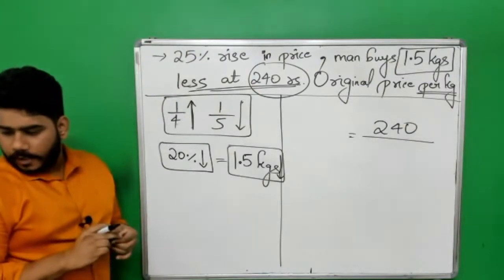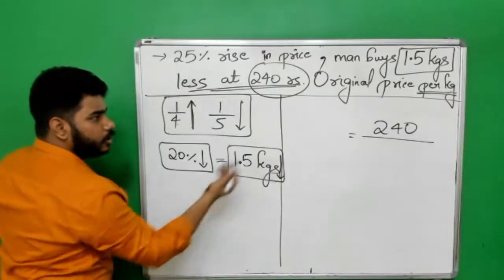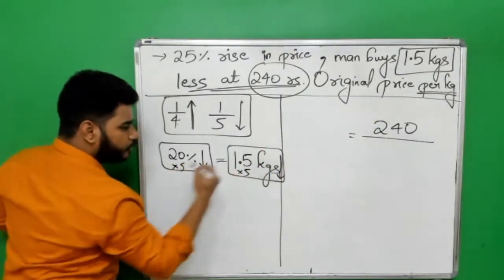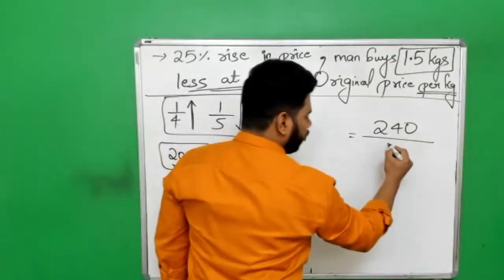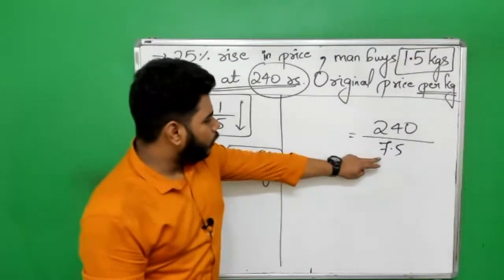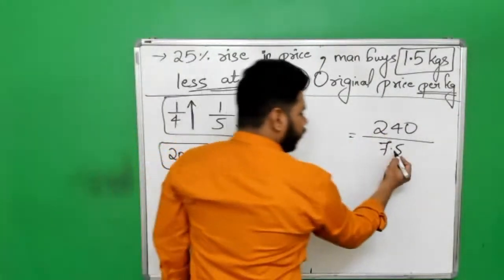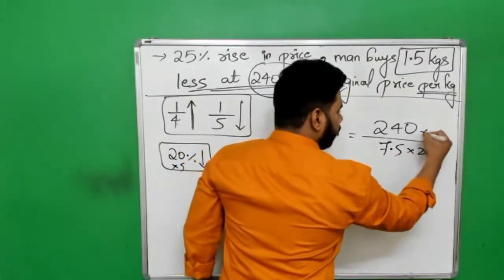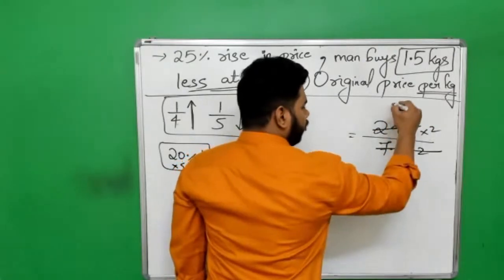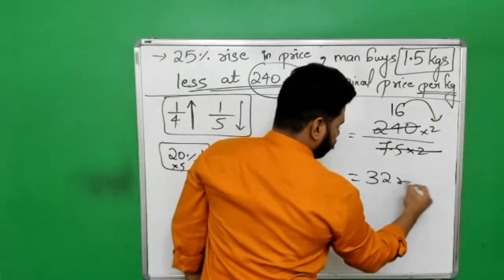Clear, all of you? Okay, now if 20% is 1.5, what is the total? Total is 100%. 20 into 5 is 100, so here also multiply by 5. 1.5 into 5 is nothing but 7.5. So I am buying 7.5 kg of grapes at 240 rupees. What is the price per kg? Just divide. Multiply by 2 on both sides. This will be 15, 15 ones are 15, 15 sixes are 90, so 16 into 2 is nothing but 32 rupees.